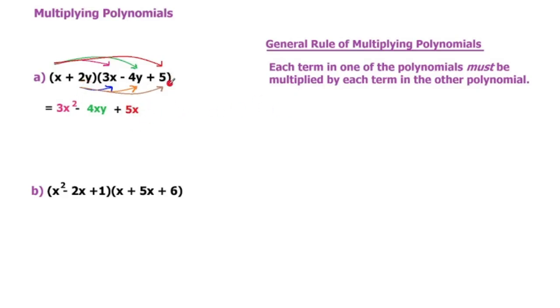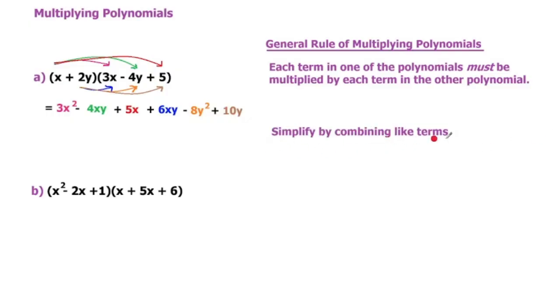Now let's work on these arrows. So the blue one, 2y times 3x. 2 times 3 is 6. And then x times y is just xy. So it gives us plus 6xy. Now let's work on the orange arrow. 2y times minus 4y is going to give us minus 8y squared. Now we're going to work on the brown arrow. 2y times 5 is 10y.